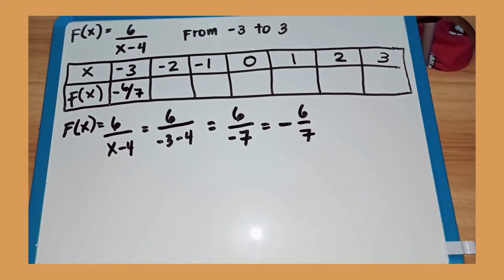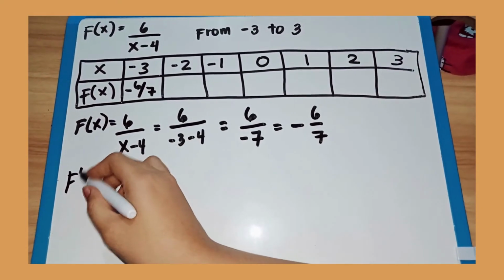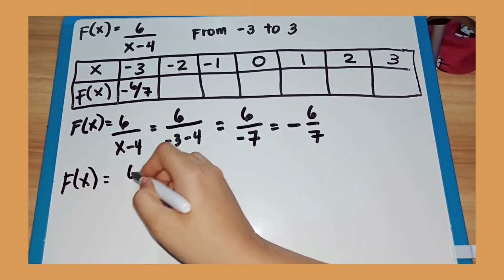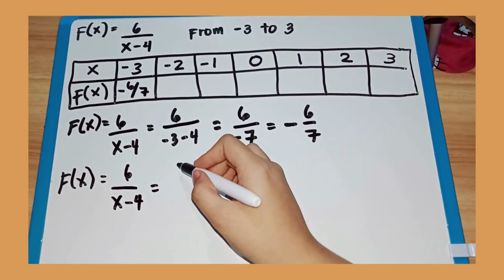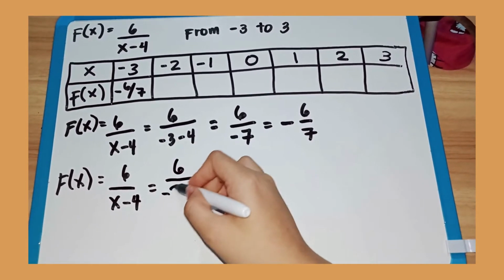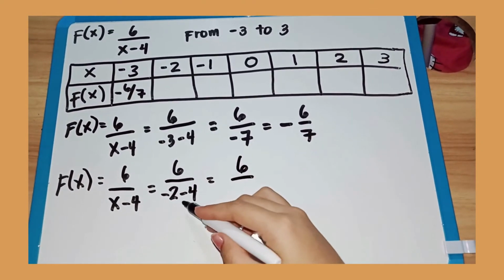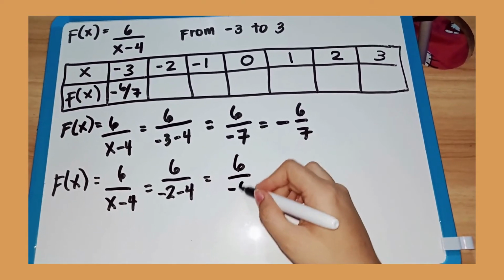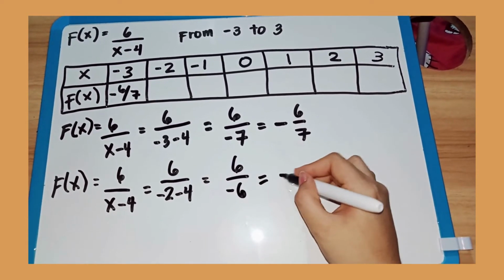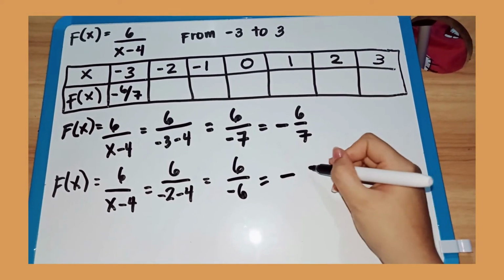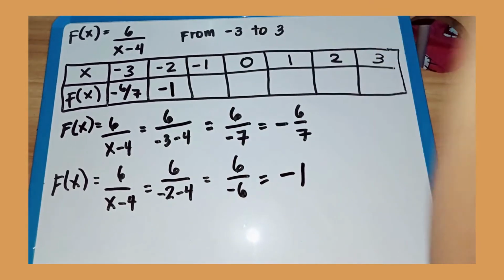Now, let's try negative 2. Copy the function. f of x is equal to 6 over x minus 4. Yung x papalitan ng negative 2. So, this will be 6 over negative 2 minus 4. Copy 6. Negative 2 minus 4, that is negative 6. Dahil positive yung una at yung pangalawa ay negative, so this is negative. 6 divided by 6, that is 1. So, the answer in this one is negative 1.